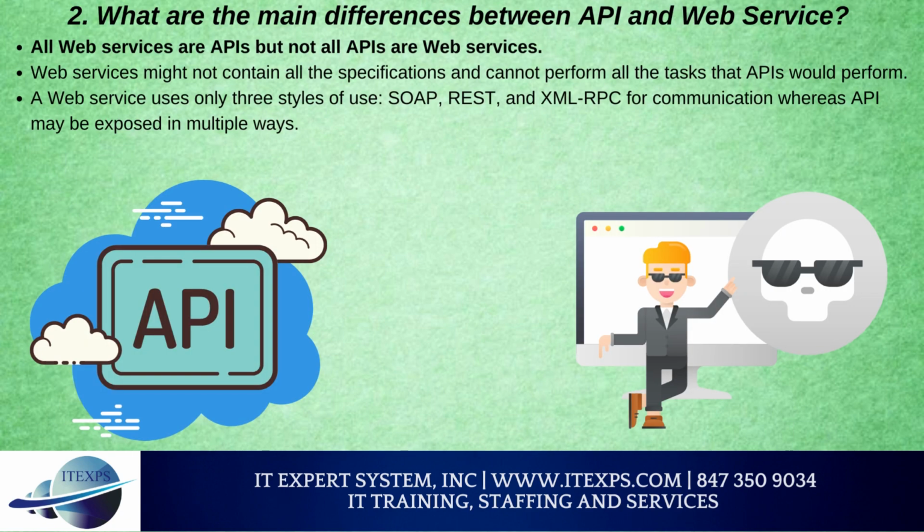What are the main differences between API and web service? All web services are APIs, but not all APIs are web services. Web services might not contain all the specifications and cannot perform all the tasks that APIs would perform. A web service uses only three styles of use: SOAP, REST, and XML/RPC for communication, whereas an API may be exposed in multiple ways. A web service always needs a network to operate, while APIs do not need a network for operation.